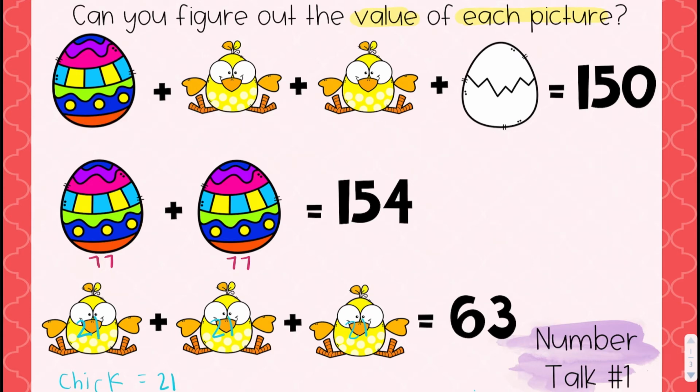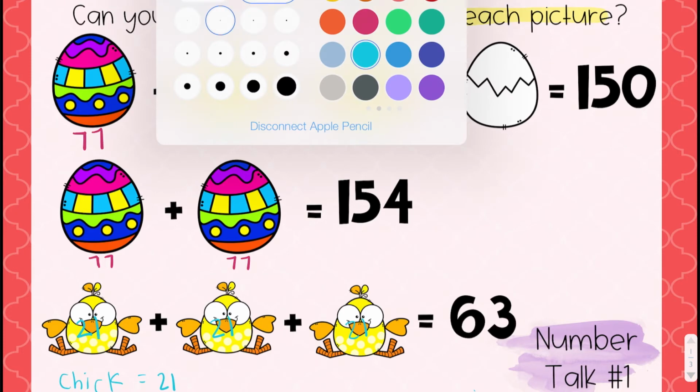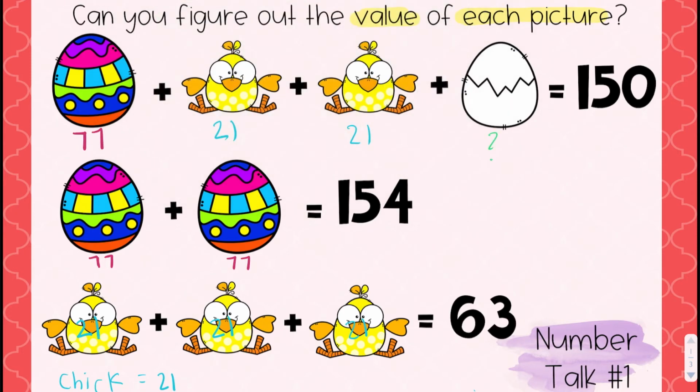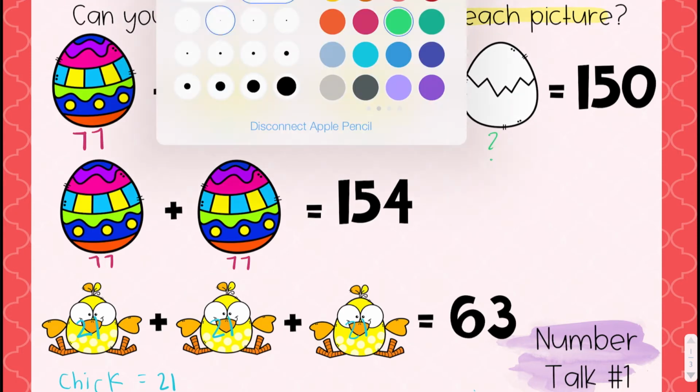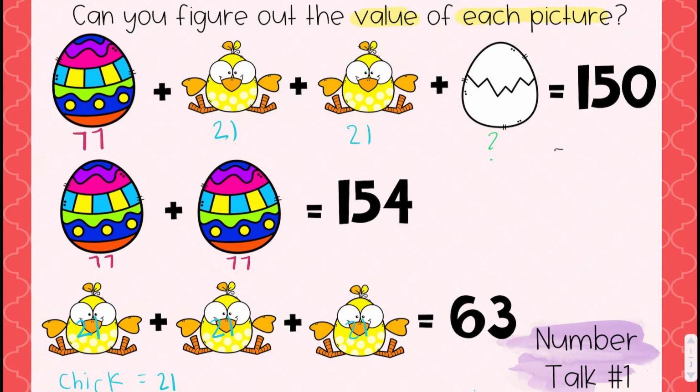So now we have figured out what the value of 2 of the pictures are. Now we need to figure out the value of the cracked egg. So I know that the value of the decorative egg is 77 and the chick is 21. So I have 2 chicks, so I'm going to put 21 twice. And I still don't know what the value of the cracked egg is, but I know altogether it's going to equal 150.